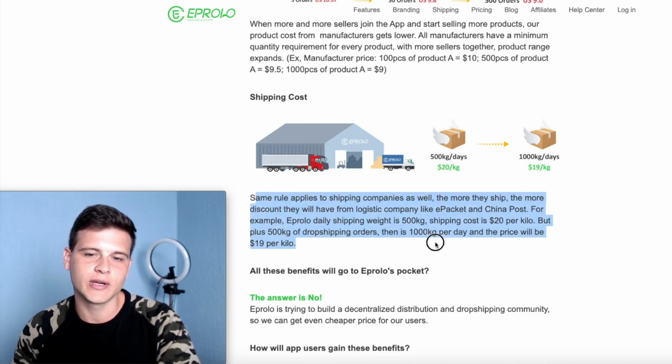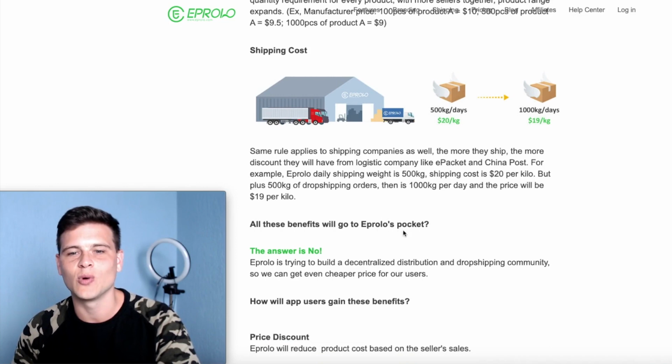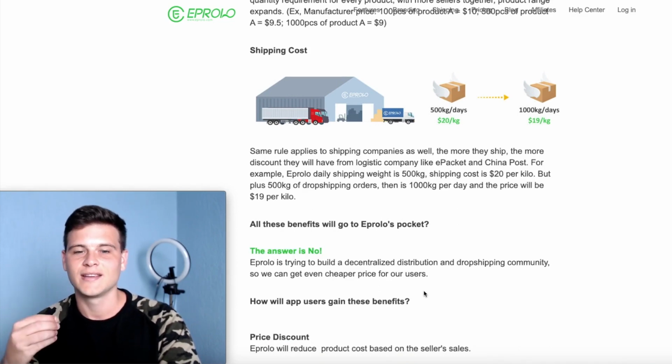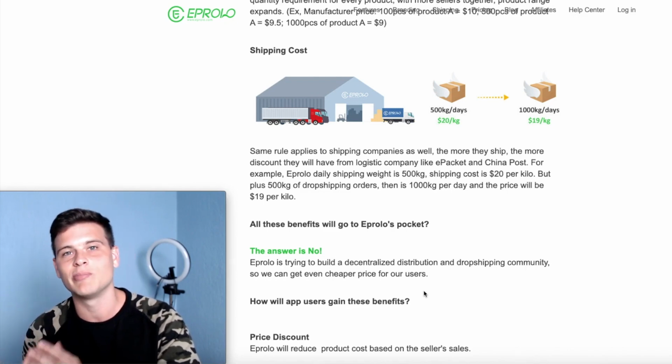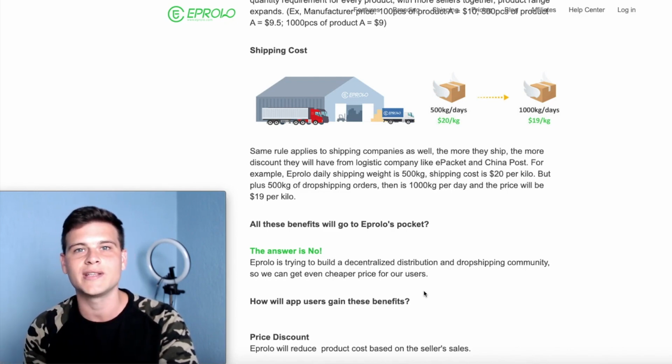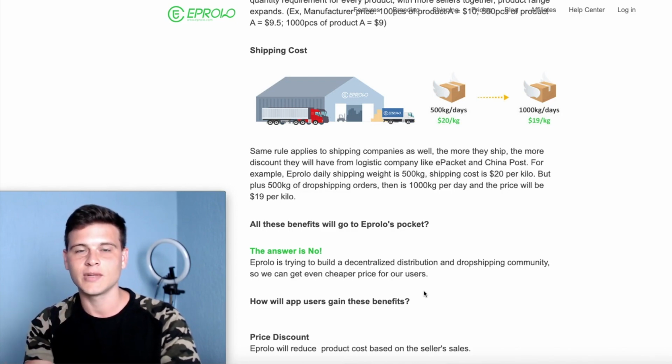Over here they explain all of that, and the funny thing is that they say all these benefits will go to EPROLO's pocket, which makes sense because they need to make money. But they are saying no. They're saying that every dollar they can save on shipping or product cost, they invest back into the business to give us lower rates, and they basically are not making any money. So by what they are saying, EPROLO is a charity company. They don't make any profit from the product, they give you the best prices, the best shipping time, and they don't keep anything in their pocket.